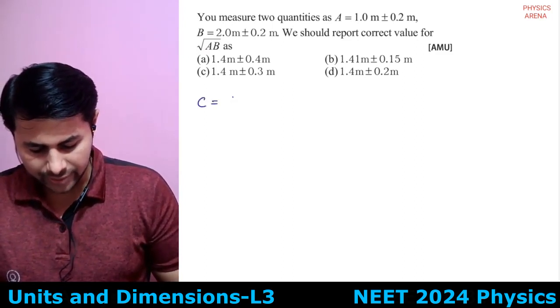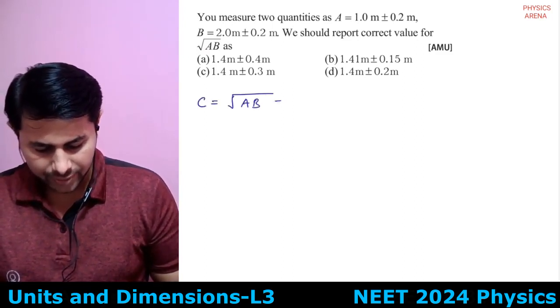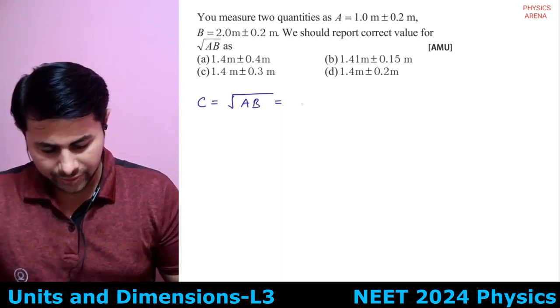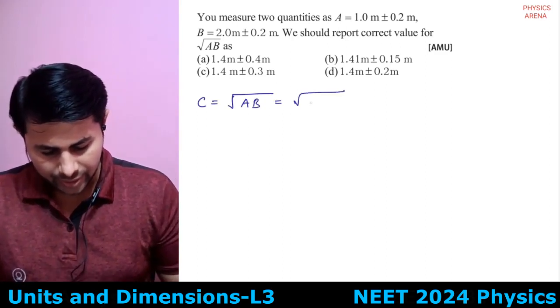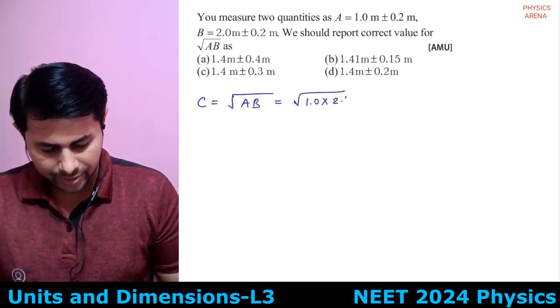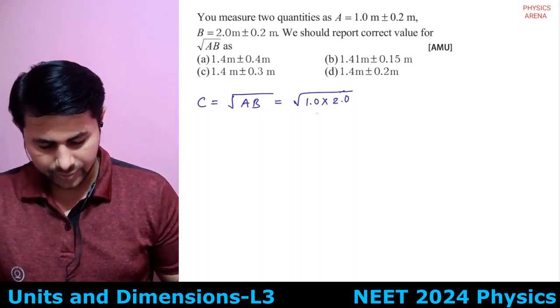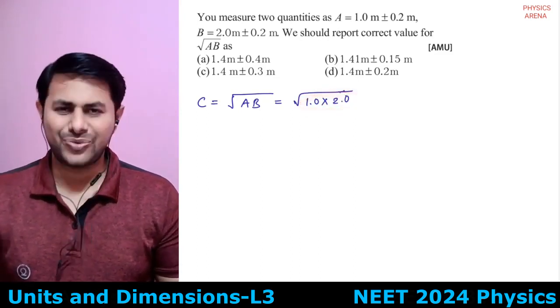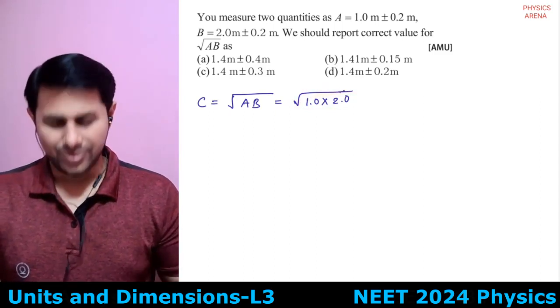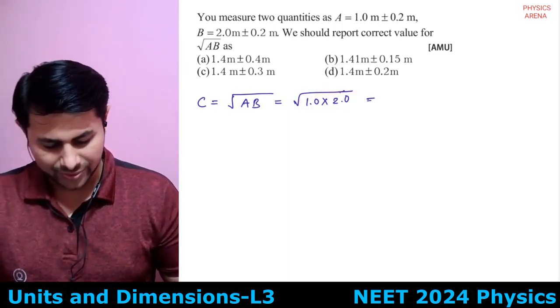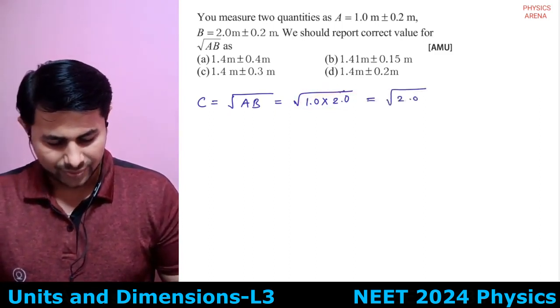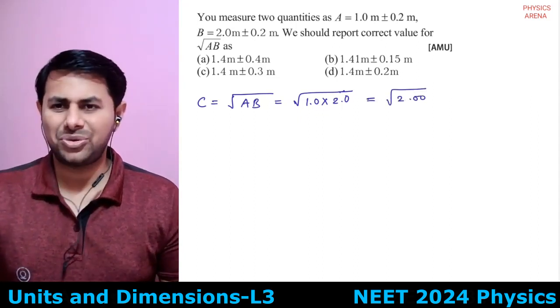Let's say C is equal to root AB. What is that? It will be equal to 1.0 multiplied by 2.0. So 1 multiplied by 2 is 2.00. And what is the square root of 2? I told you to memorize it.